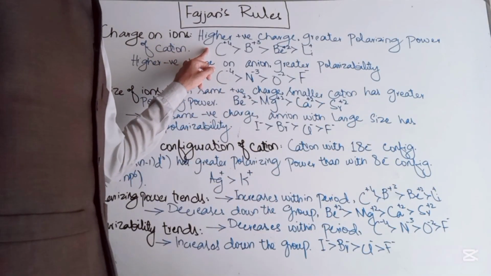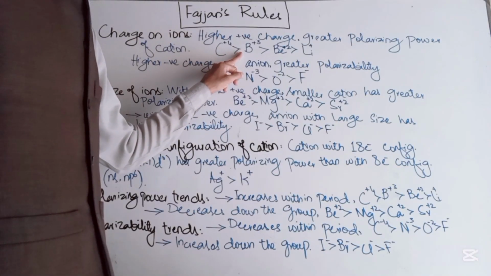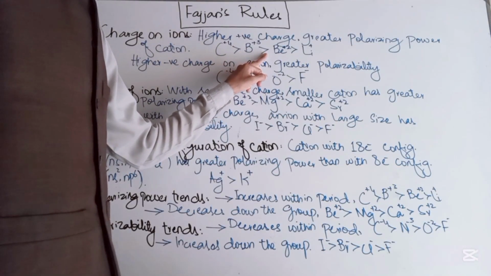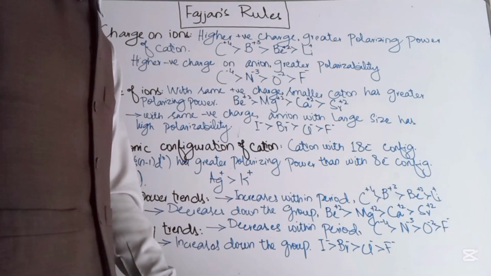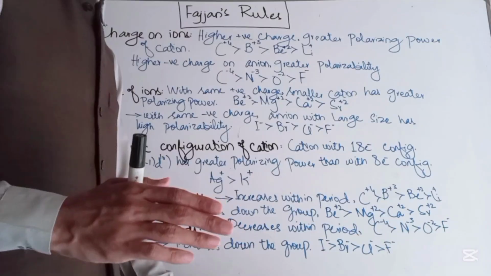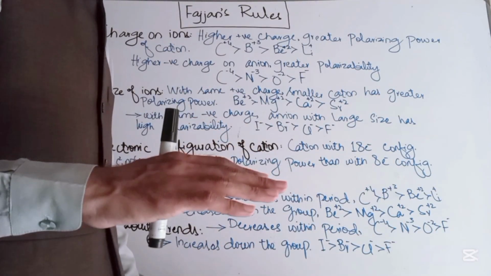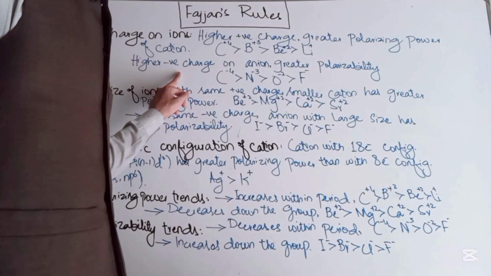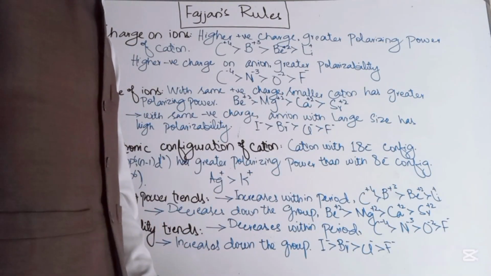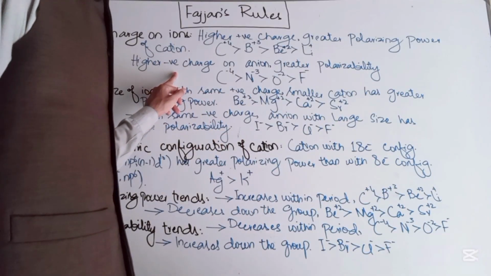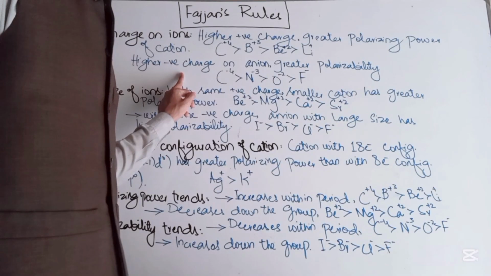So C+4 has the greatest polarizing power, followed by B+3, then Be+2 and Li+. The carbon cation has a +4 oxidation state, so its polarizing power is greatest of all the cations. If we talk about the polarizability of the anion and the magnitude of charge, the greater the value of negative charge on an ion, the greater would be its polarizability.